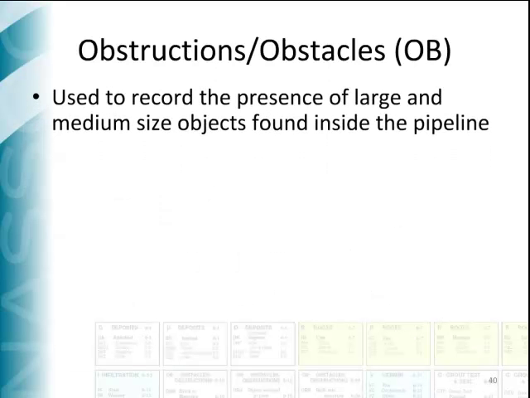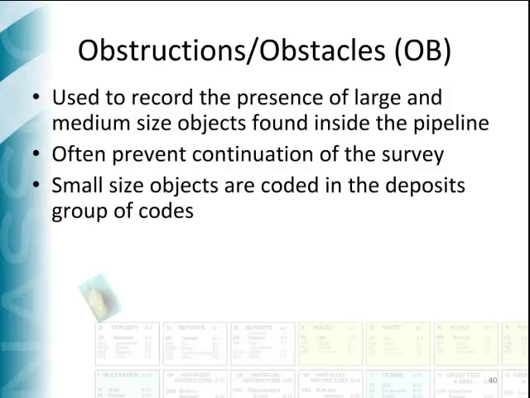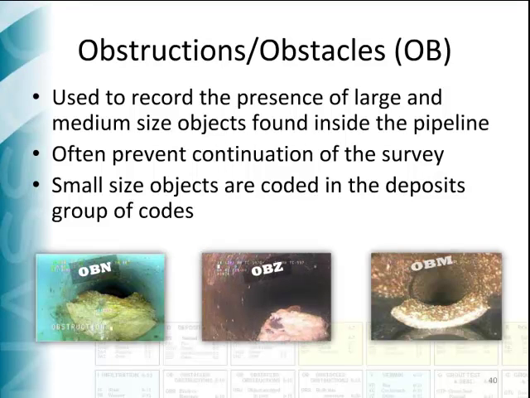This group is used to record large and medium-sized obstacles in relation to the cross-sectional area of the pipe. These types of objects often prevent or limit the continuation of the survey and reduce hydraulic capacity. Note that the small-sized objects should be coded in the deposits group, as we had discussed earlier. The images presented here show construction debris, or OBN, other obstacles, or OBZ, and pipe material in the invert, OBM.